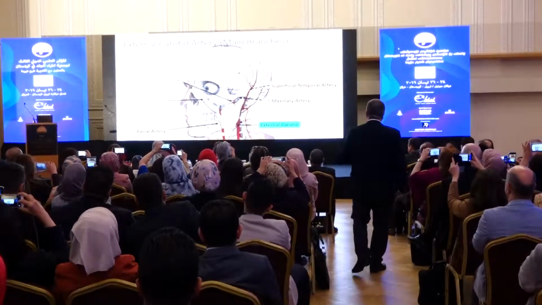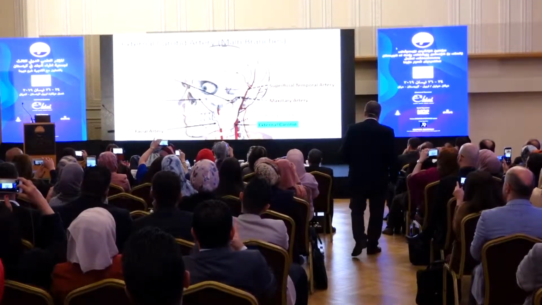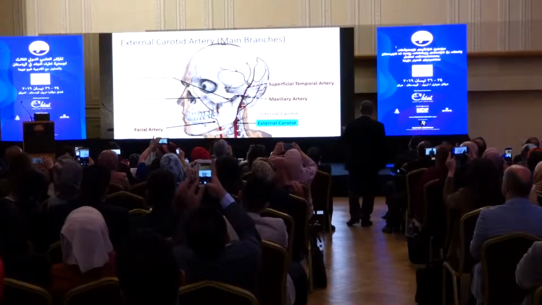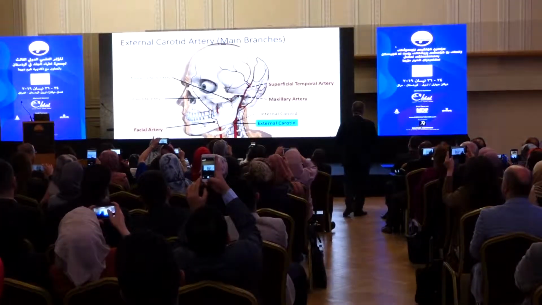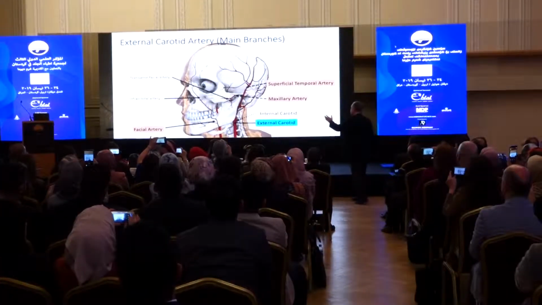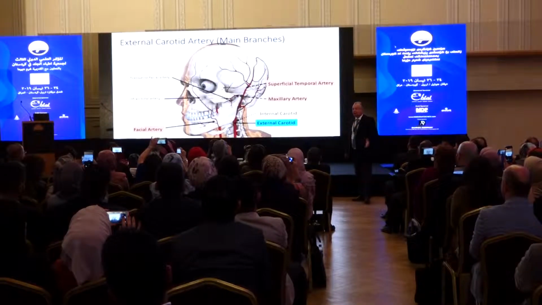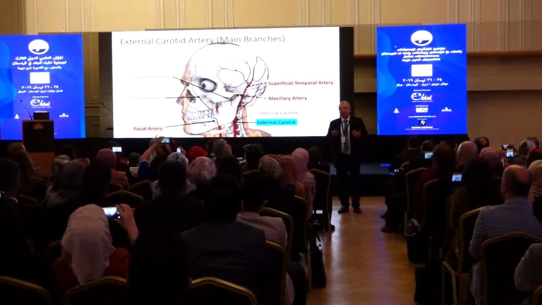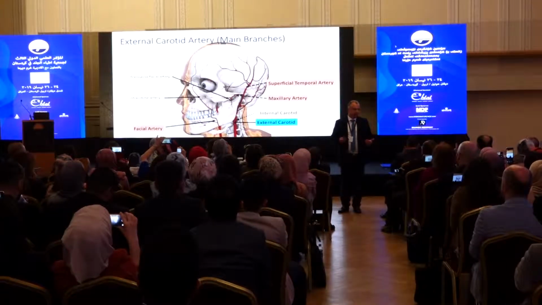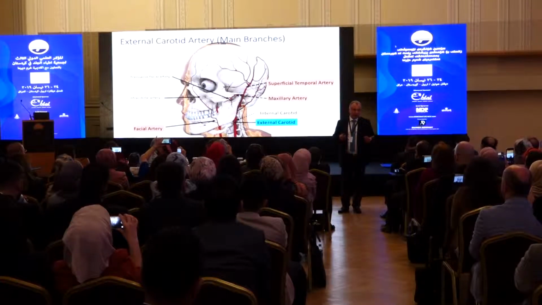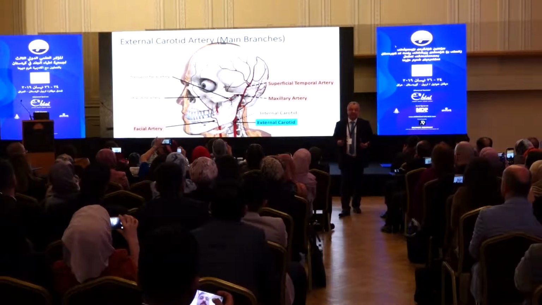So what are the main branches supplying the face? The main branch is the external carotid artery. And these are the branches of the external carotid: superficial temporal artery, maxillary artery. These are the two main branches. We have then the facial artery, we have the infraorbital artery, and we have the transverse artery. So we have to know where these arteries are, what are the landmarks, and what is the level of the pathway of these vessels in the face.